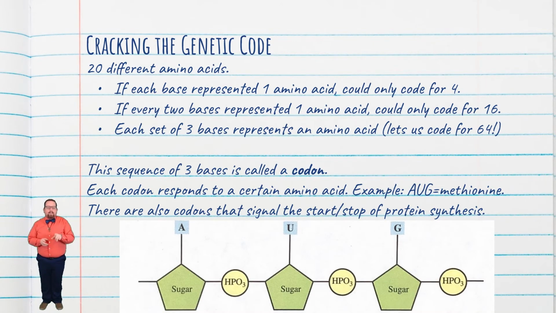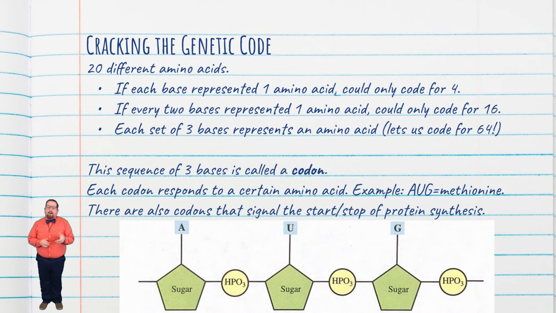The order in which those bases are lined up, otherwise known as the base sequence, is extremely important. It determines all of our inherited traits and plays a major role in the creation of proteins, which is what we're really here to talk about today. That protein synthesis happens through RNA translation, which we'll talk about in a second. But first, let's crack that genetic code.